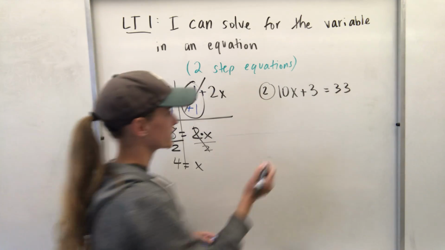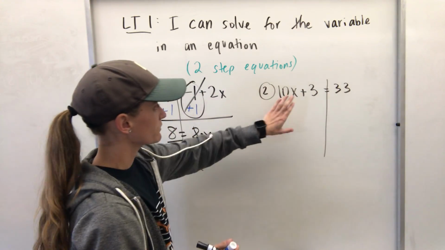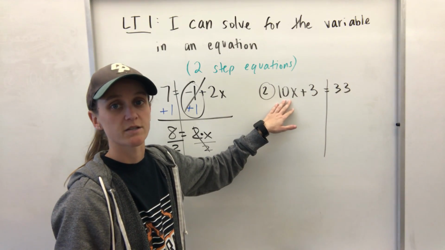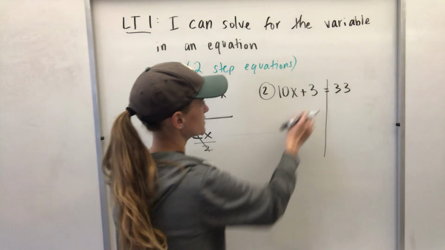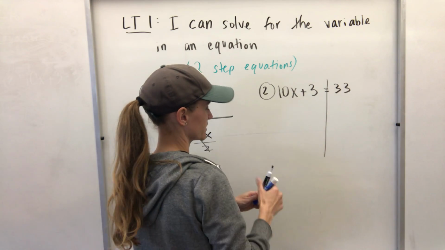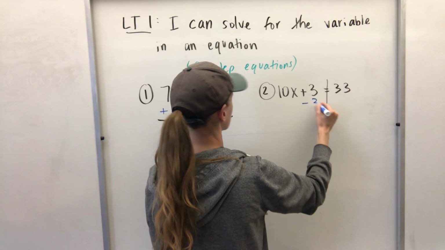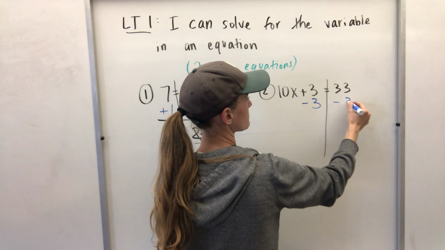Alright, same thing for the second problem. I want to keep the variable where it's at because that's what I want to get by itself eventually. So I want to move these units to the other side. So the opposite of adding 3 would be subtracting 3. So I want to do the same thing over here.